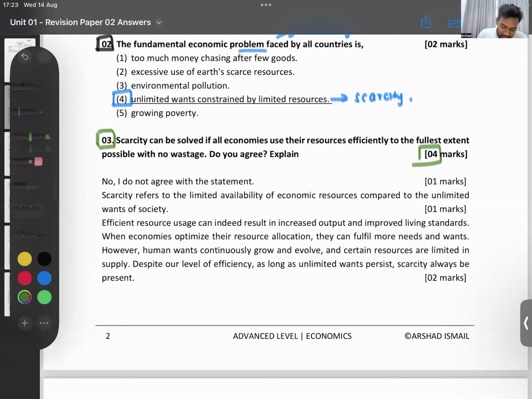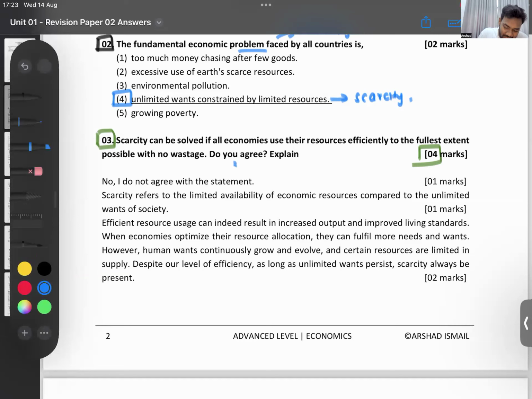First of all, for the part where they ask whether you agree or not, they might sometimes give you half a mark or 1 mark for talking about that. Yes, I will share the answers, don't worry. Then they say scarcity can be solved. So ideally, as your answer format, first talk about what scarcity is. Tell the examiner, look here, scarcity means this. They'll give you around 1 mark for that. Then you talk about how it can't be solved, and that is for another 2 marks. That's how the answer I have given is structured.